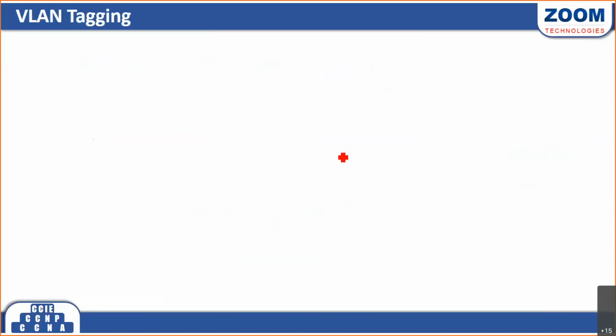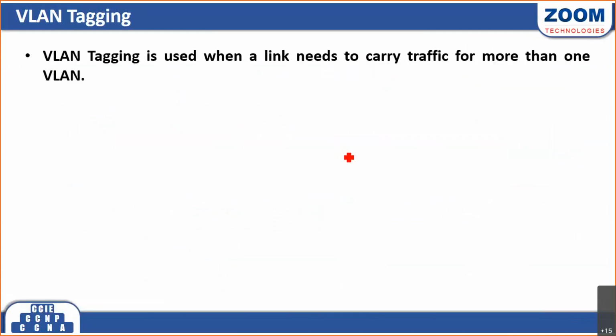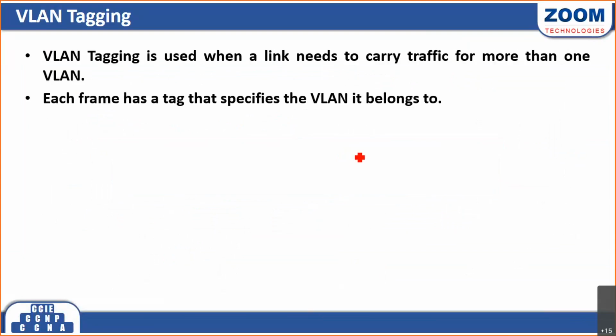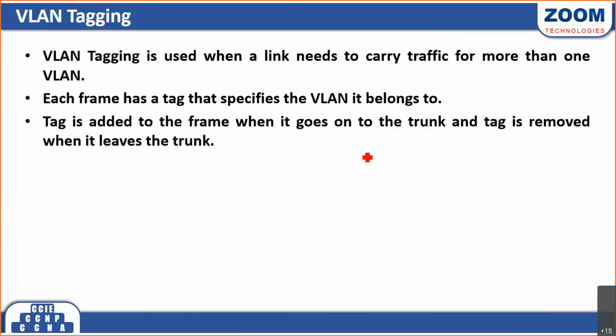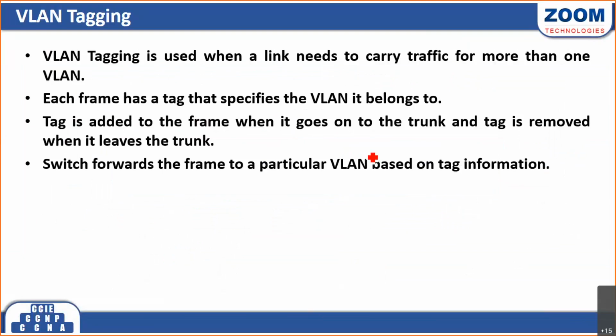I can read these points. VLAN tagging is used when a link needs to carry traffic for more than one VLAN. Each frame has a tag that specifies the VLAN it belongs to. The tag is added to the frame when it goes onto the trunk, and removed when it leaves the trunk. So the switch forwards the frames to the particular VLAN based on what? Based upon the tag information.